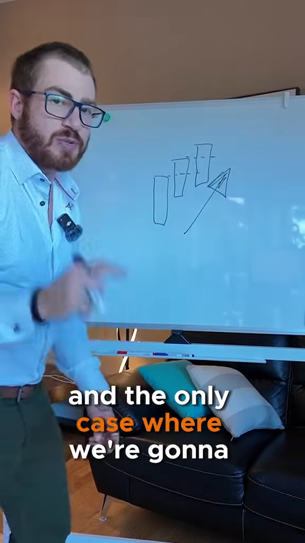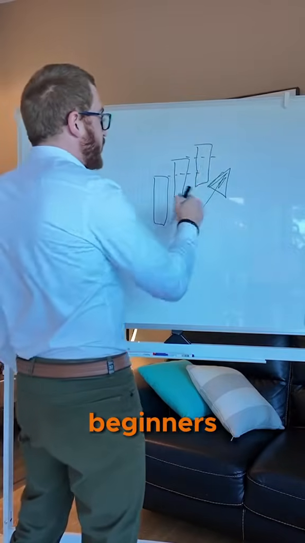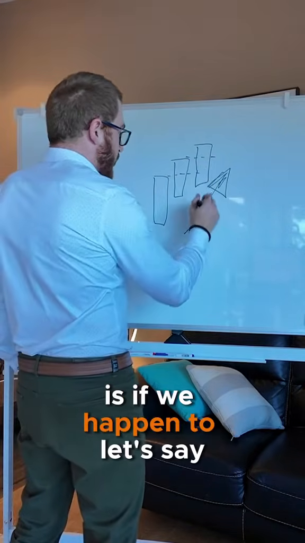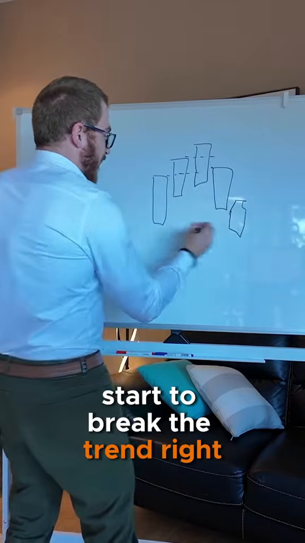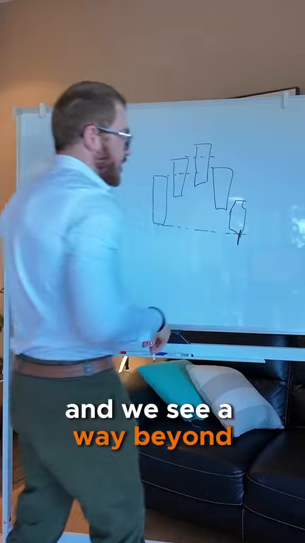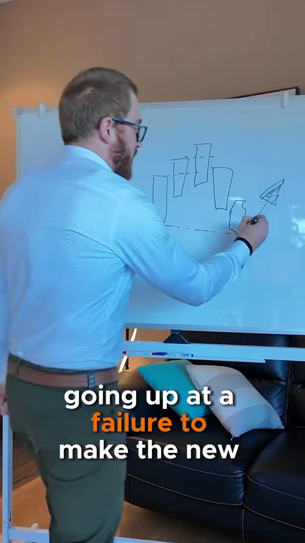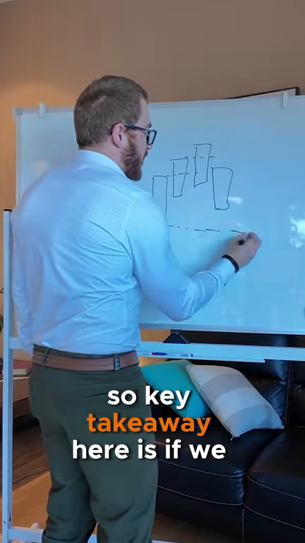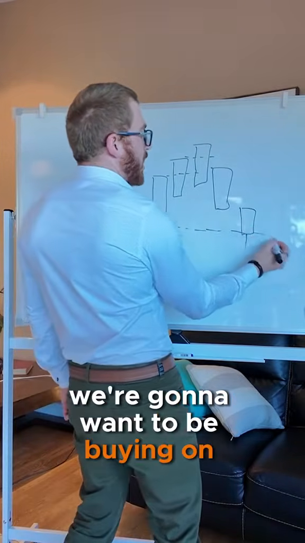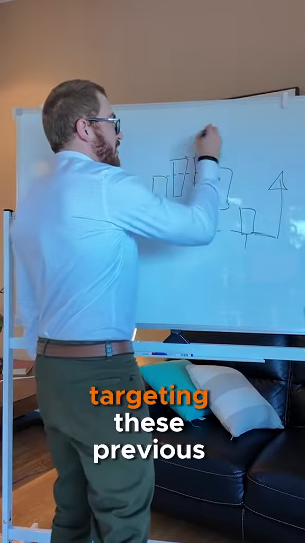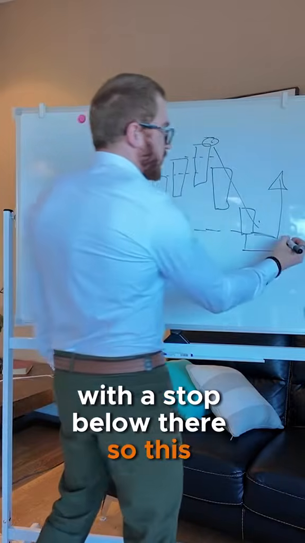And the only case where we're going to go against that, this is generally the case for beginners, is if we happen to, let's say, start to break the trend, right? And we see a wick beyond. That is a strong indication that we are, again, going up and a failure to make the new low. So your key takeaway here is if we see a wick, we're going to want to be buying on this candle and then targeting these previous highs that brought us there with a stop below there. So this would be your trade.